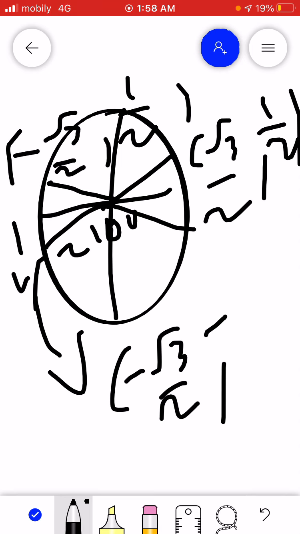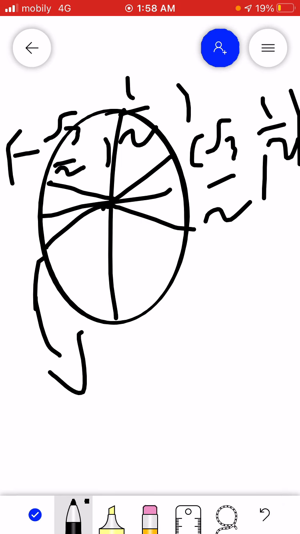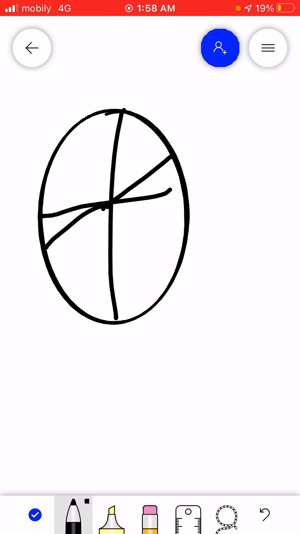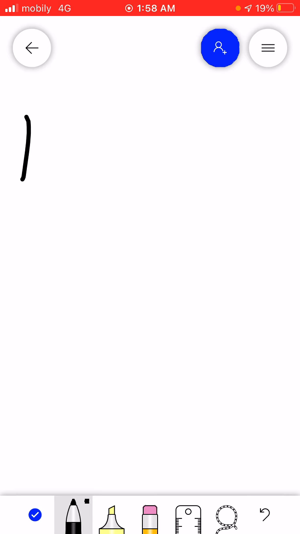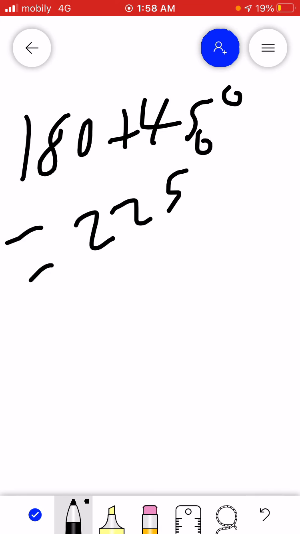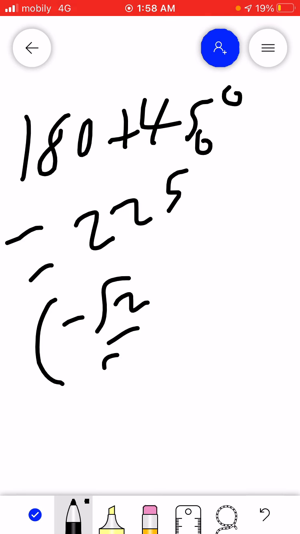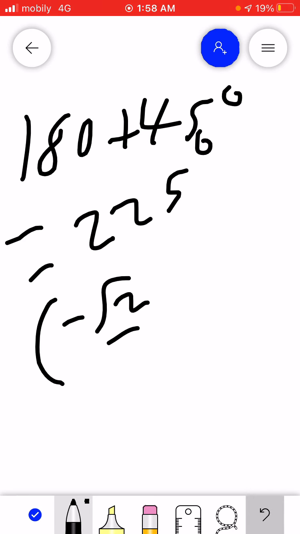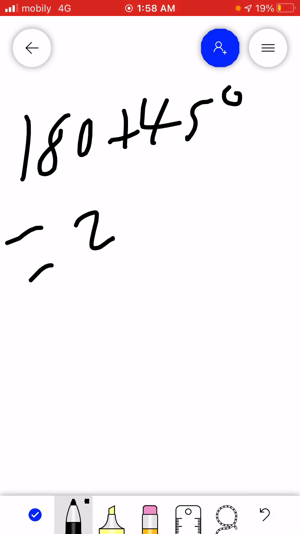All right. Now let's talk about the 45 degree, which is equivalent to 225 degrees. Why is it 225? Well, 180 plus 45 degrees is 225 degrees, which holds a negative root 2 over 2, and negative root 2 over 2 for the y-axis as well. All right, and that's basically this one.